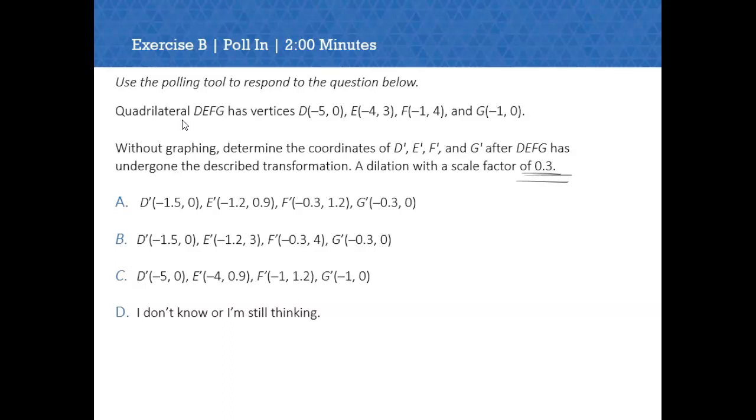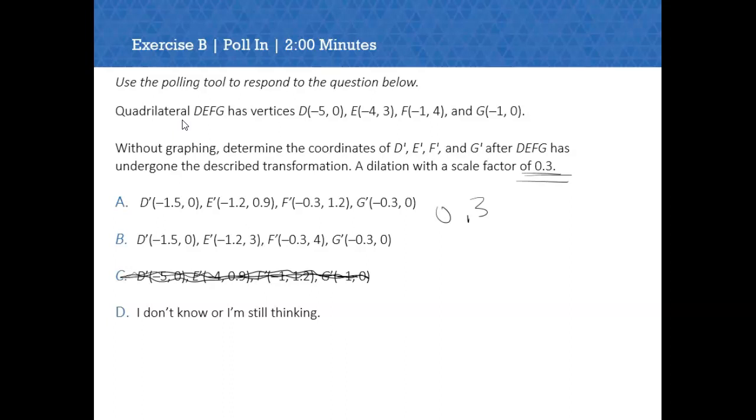So if you're just using process of elimination, it doesn't really help us, because maybe you wouldn't see that anyway. But if we look at these, it looks like the D's are the same, the G's are the same. So really we want to focus right here. What we do is we just take 0.3 and we multiply. So 0.3 times -5 is -1.5. So that's why this works. And 0.3 times -1 is -0.3, so that's why these G primes are here. And anything times 0 is 0. So that's why that's all here.